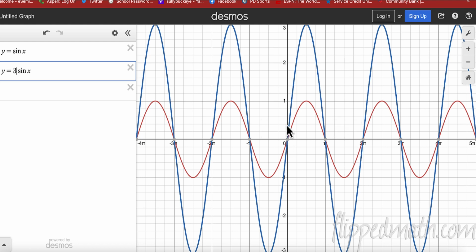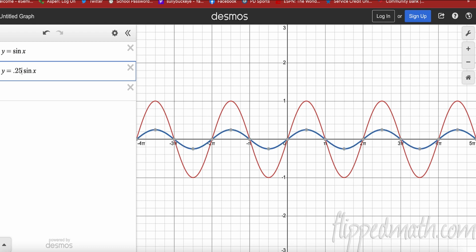So the period doesn't change. It takes 2 pi, same exact amount of time. Everything is the same except for my max is higher. It's 3 times higher. My min is lower. It's 3 times lower. My amplitude, remember, is defined as the distance from that midline all the way up or all the way down, absolute value-wise. My amplitude is higher. Let's try a fraction.